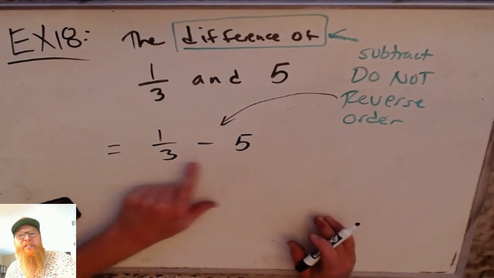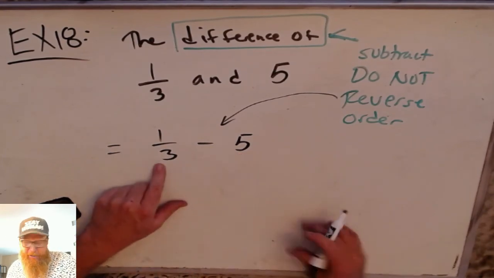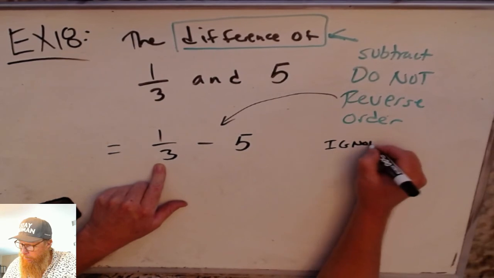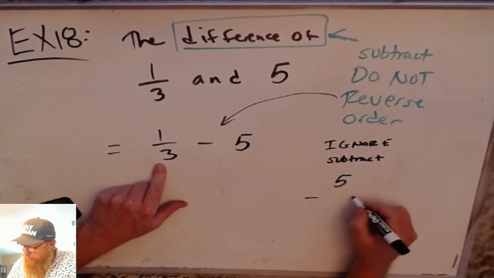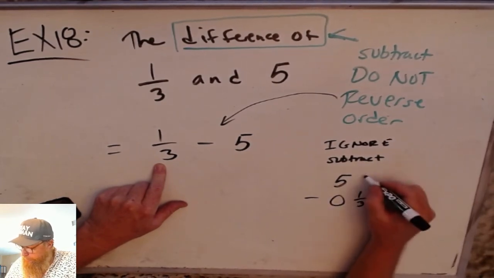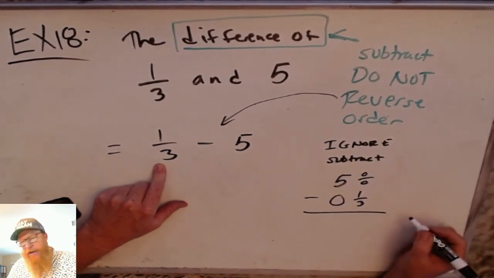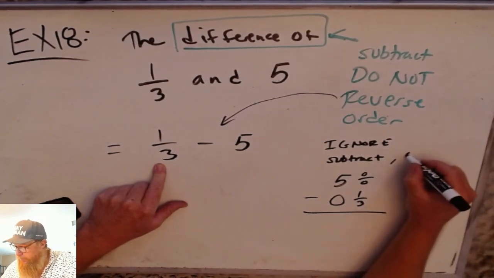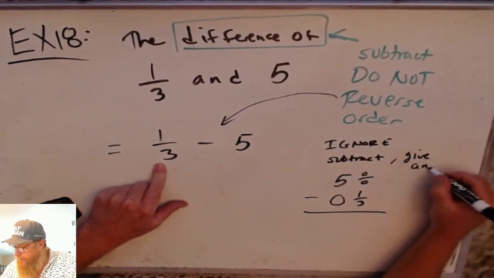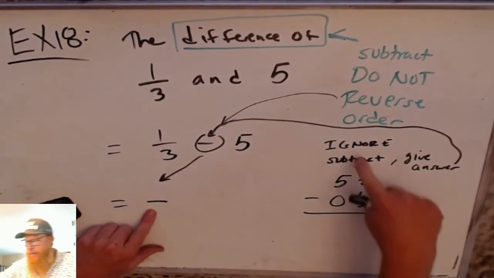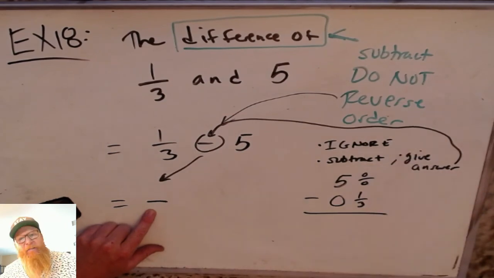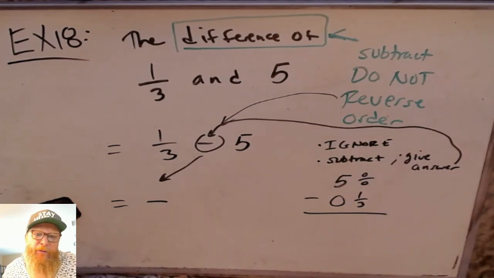Now, 5 is larger than 1/3. So we're going to ignore. We're going to subtract. And then we're going to give the answer the negative sign. Right? Ignore, subtract, and give. Right? Again, that's the same rule that we learned a month ago or so. Has it been a month? It might have even been longer.